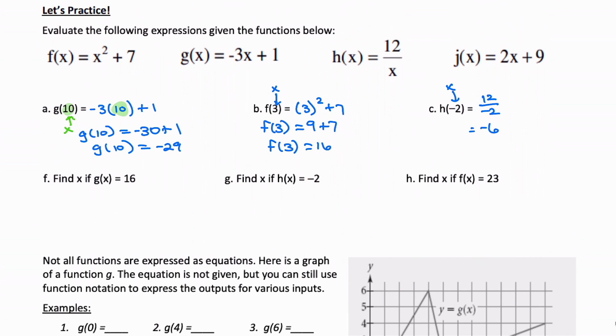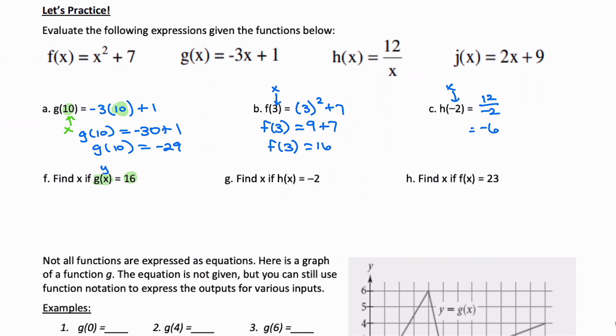This time they're telling me all of g of x. All of g of x is 16. They didn't tell me x was 16. They told me g of x was 16. That means they're telling me a y value this time. So this is y is equal to 16.